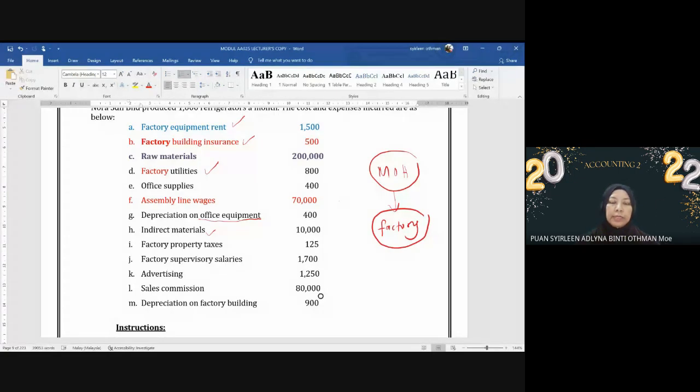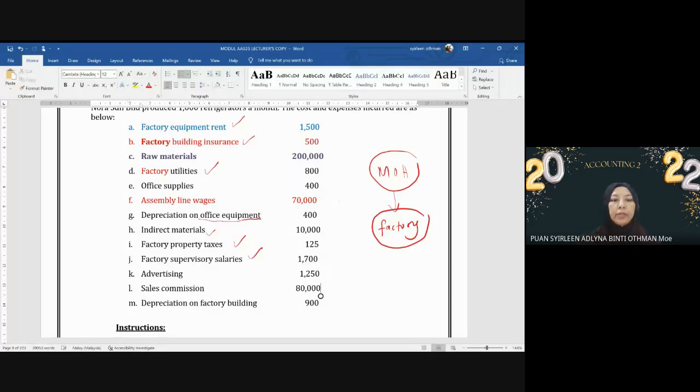So bahan mentah tidak langsung, that will be in your factory, tapi kita tak boleh masukkan dia bawah raw materials, direct materials, dan kita tak boleh masukkan dia bawah direct labor. So automatically this one will be in your MOH. Okay, I dengan J simple, dua-dua ada perkataan factory kat depan. So these two will be your manufacturing overhead as well.